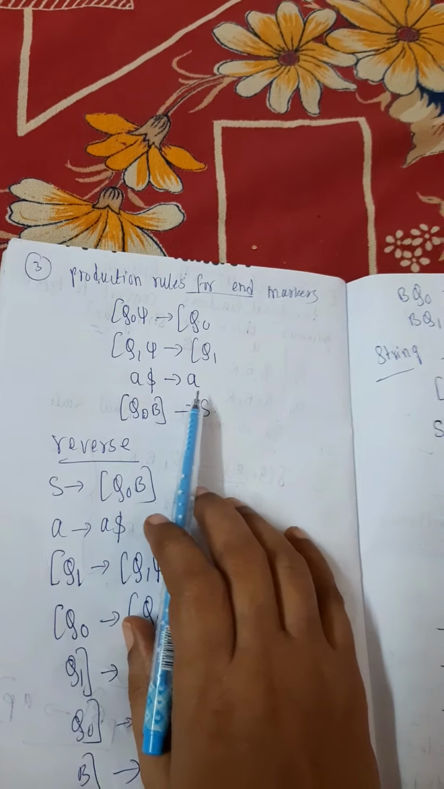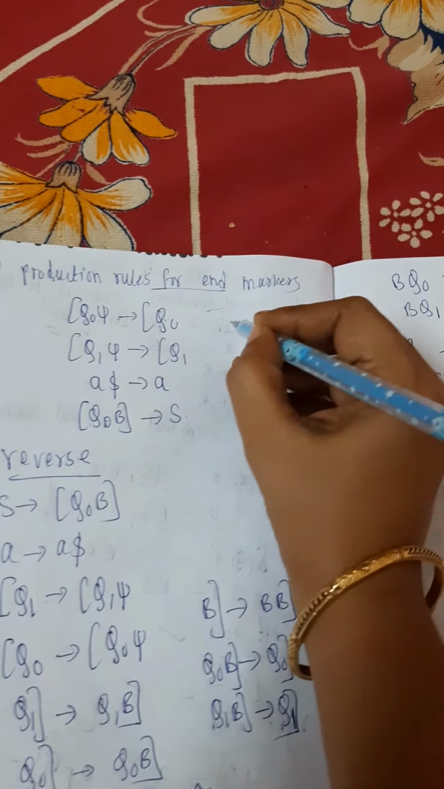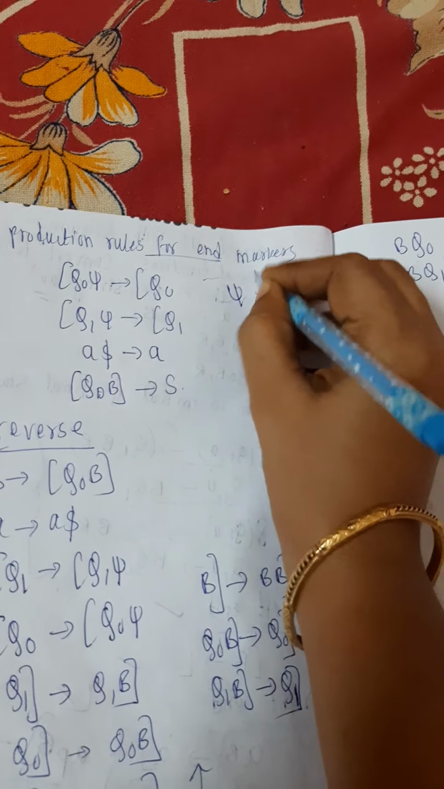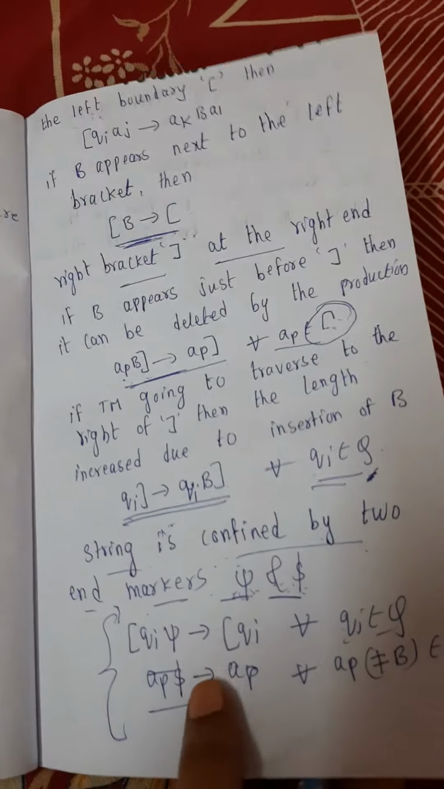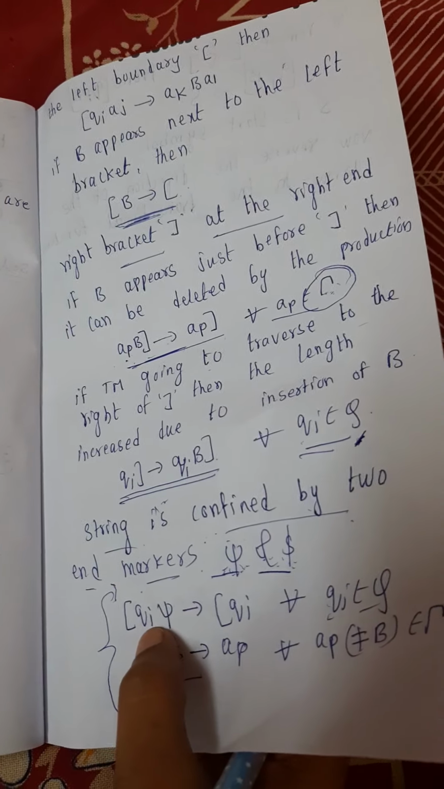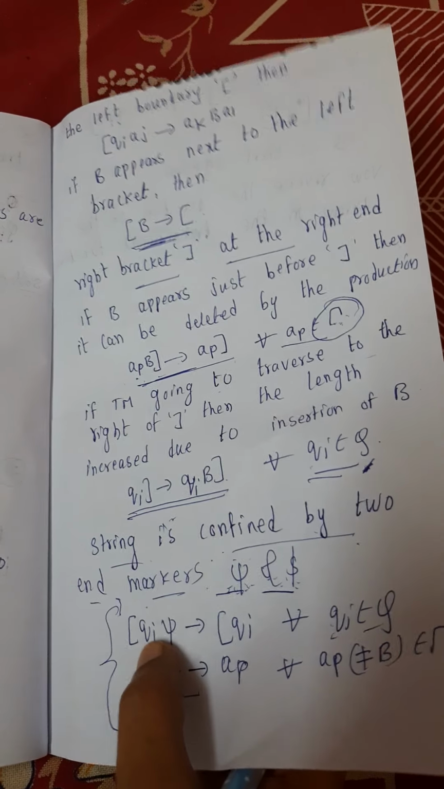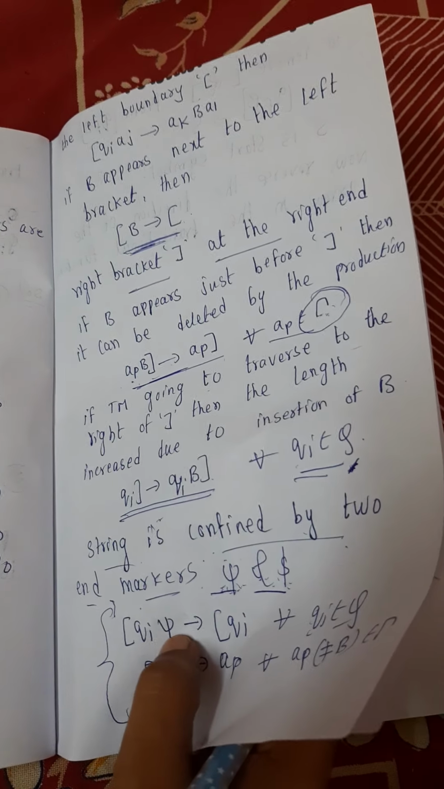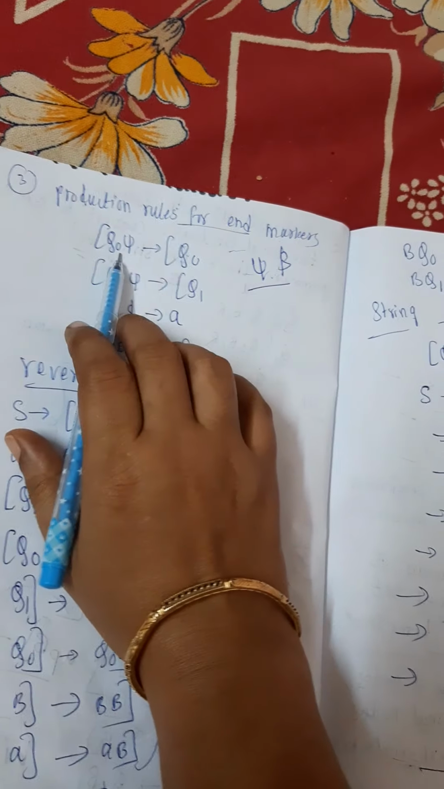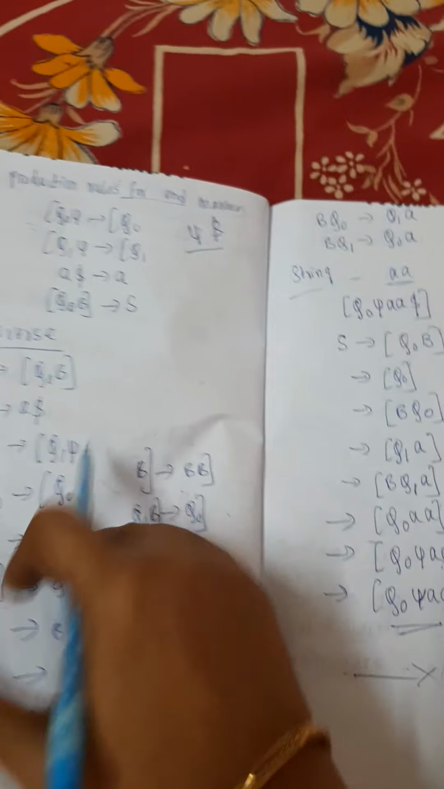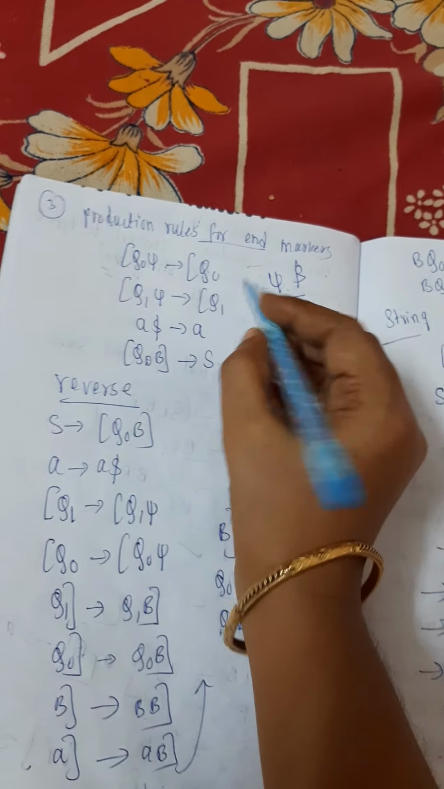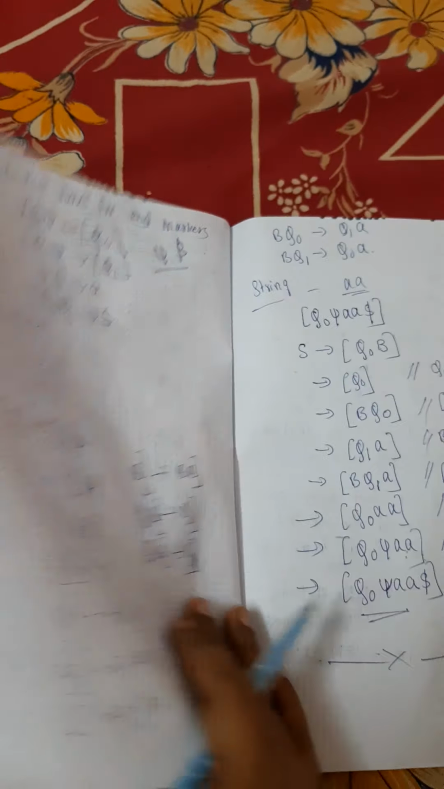Okay, now for end markers. End markers, already I said these are the end markers. For end markers you have to write. So what is the first one you have for all the states now? What is the first state you have? Q0. So Q0, this is the thing. And for Q1. So this is the first production.